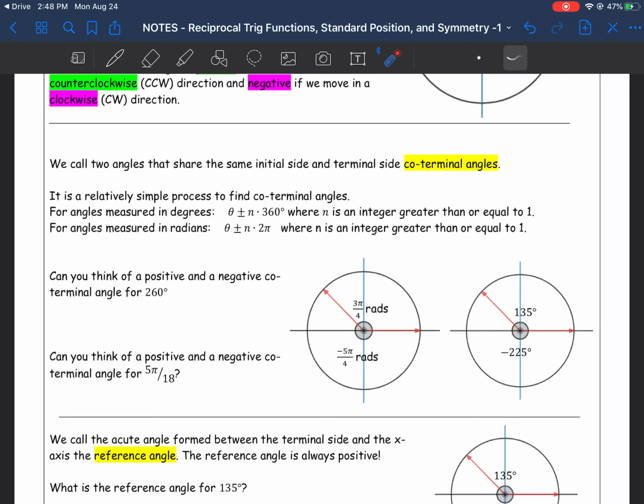Can we think of a positive and negative coterminal angle for 260 degrees? Well, to get a positive coterminal angle, let's just take the 260 degrees and let's add 360 degrees to it.